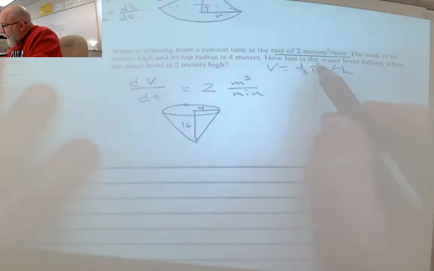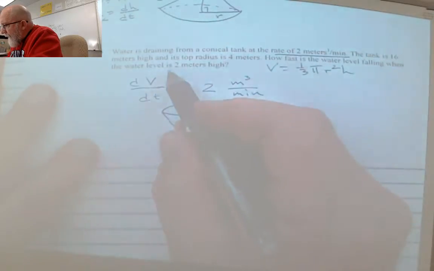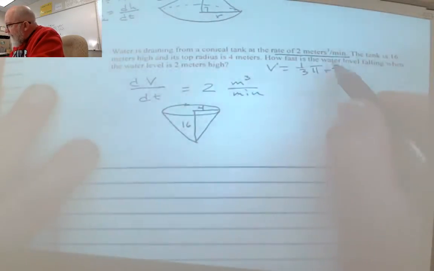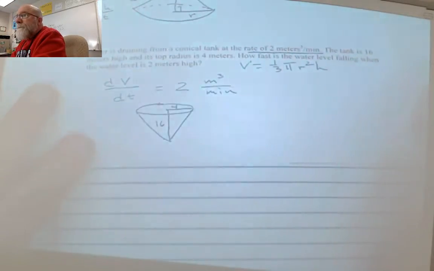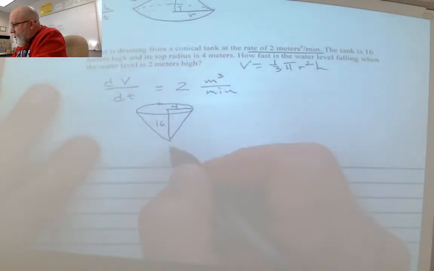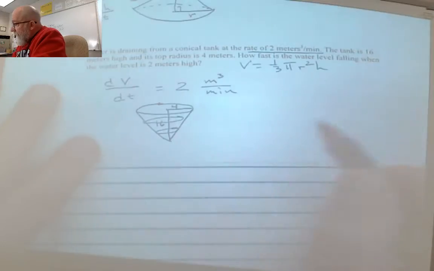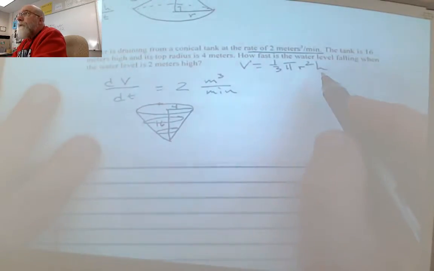How fast is the water level falling when the level is 2 meters high? What am I trying to find? Right, it's leaking out of here, right? Here are the drops, it's leaking out. And so right now, eventually it'll be like this high, correct? And then it'll be this high, right? How fast is the water falling?